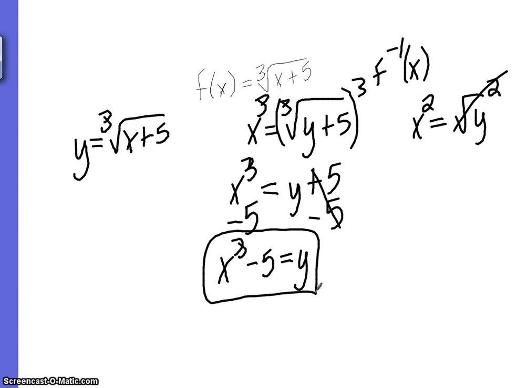And I'm sorry about the look of that 3. I know it's kind of ugly up here, but I'll get better at this.